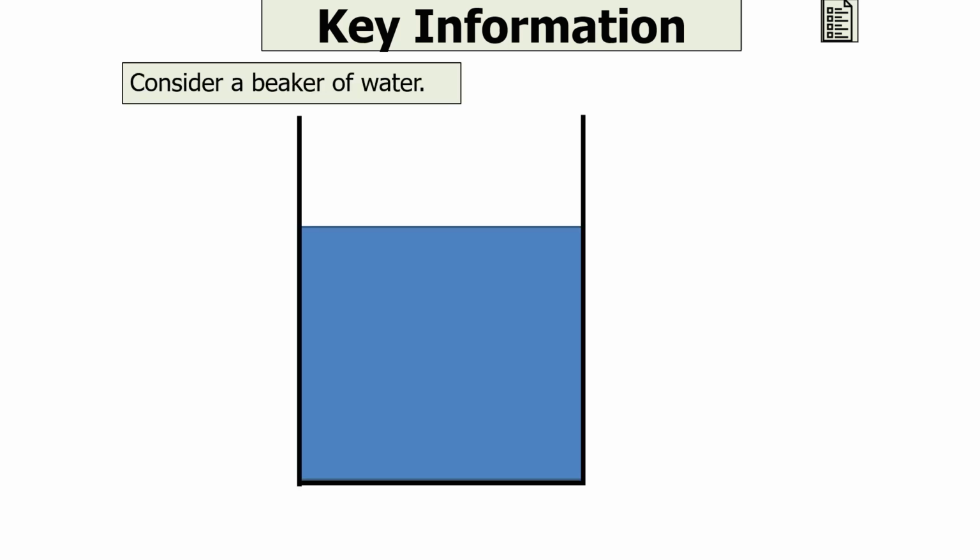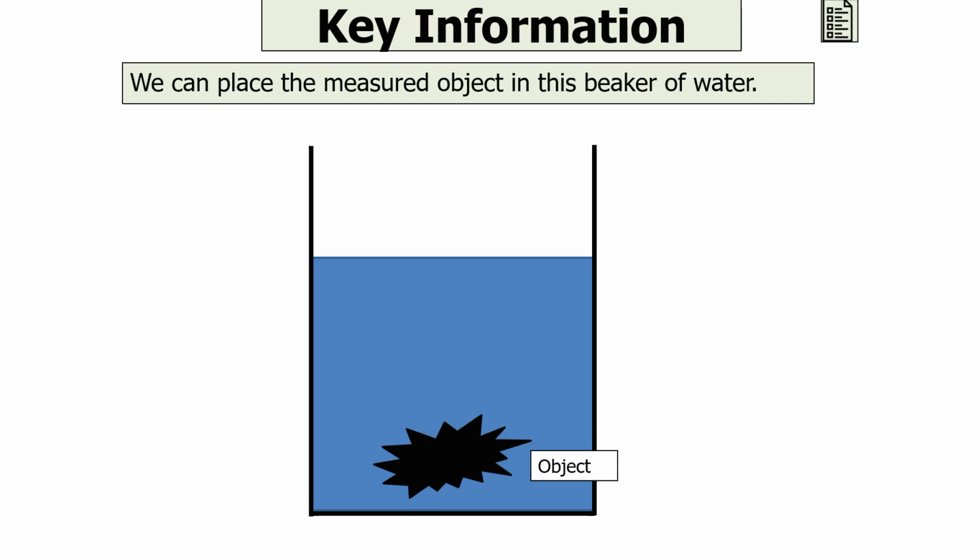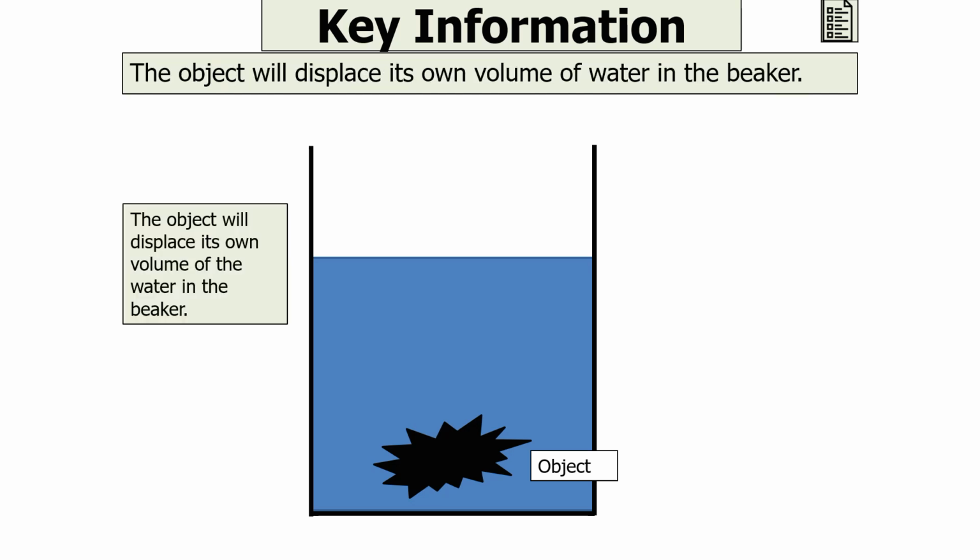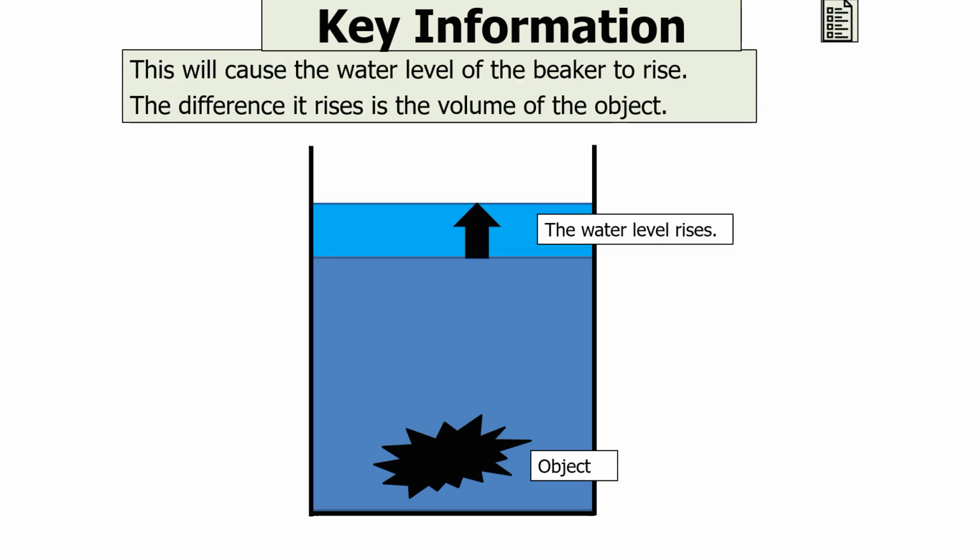So consider a beaker of water. You can place the measured object in this beaker of water. The object will displace its own volume of water in the beaker. So therefore it will cause the water level of the beaker to rise, and the difference it rises is the volume of the object. So how much this water level rises can be considered to be the volume of the fully submerged object.